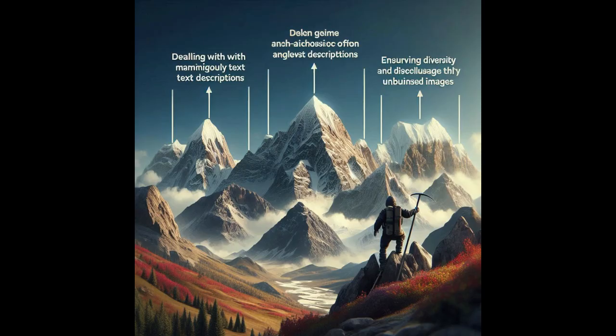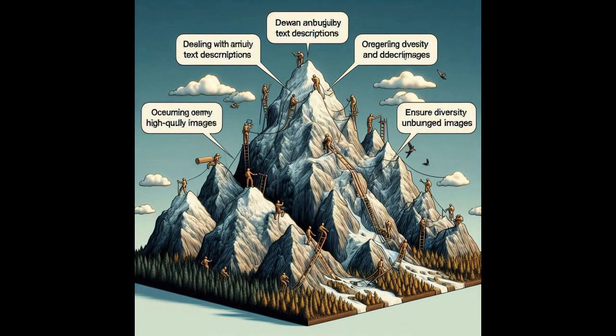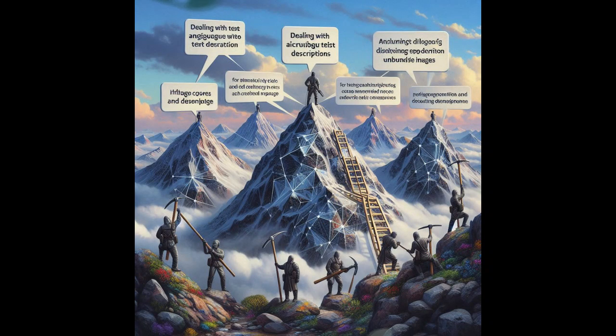Imagine a mountainous landscape representing the challenges and limitations faced by text-to-image models. Each peak represents a different challenge. One peak for dealing with ambiguous text descriptions, another for generating high-quality images, and yet another for ensuring diversity and unbiased images. On each peak, there's a figure representing a model trying to overcome the challenge.